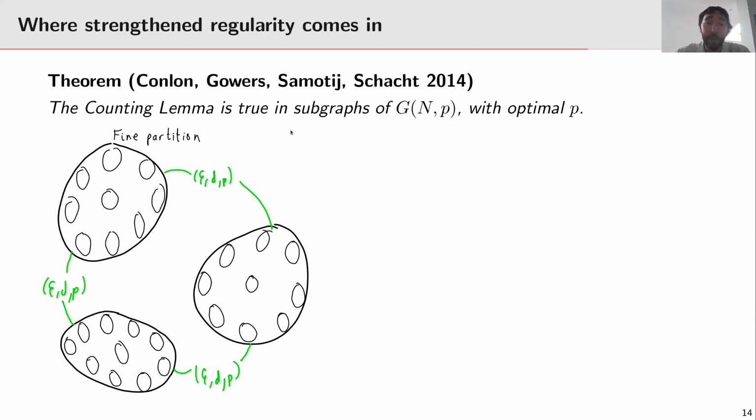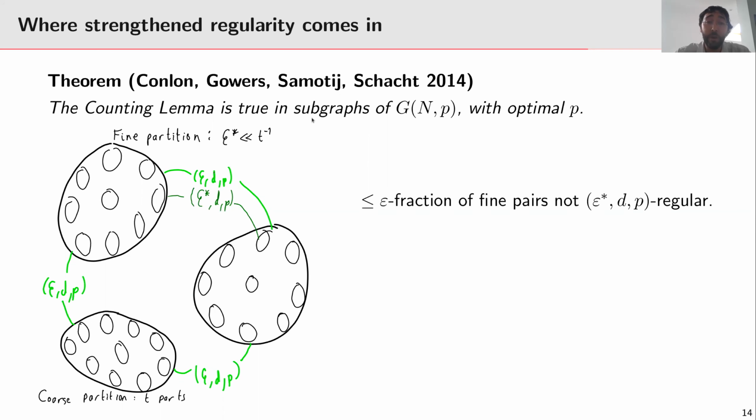Okay, so what property do we have? First, this fine partition, it is also just a regular partition. Its regularity is some constant epsilon star, and this is much smaller than the number of parts t in the coarse partition.